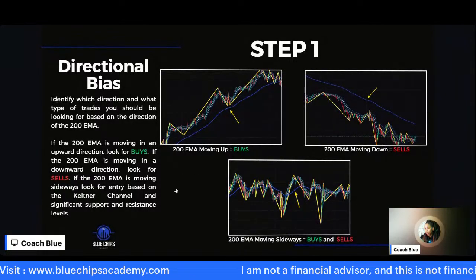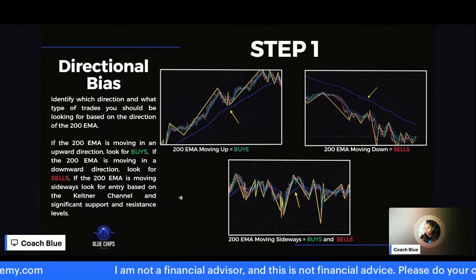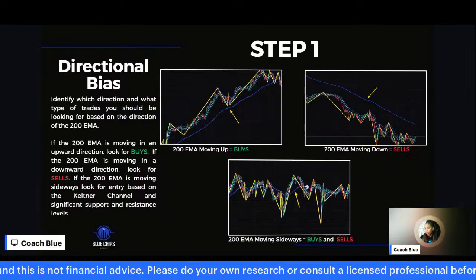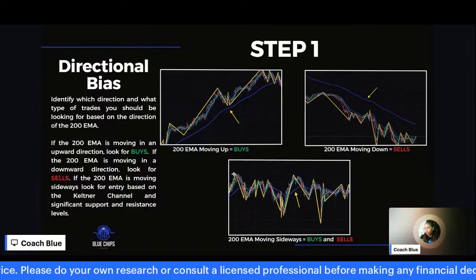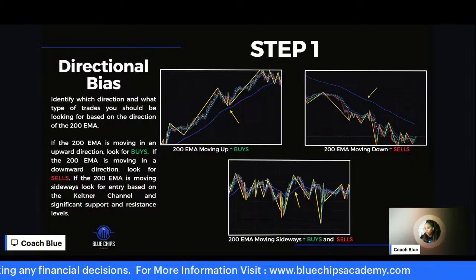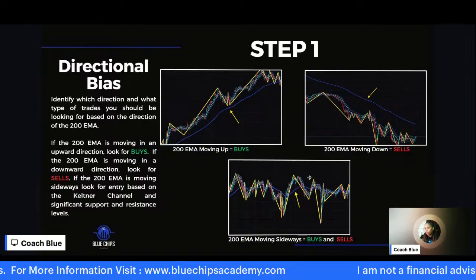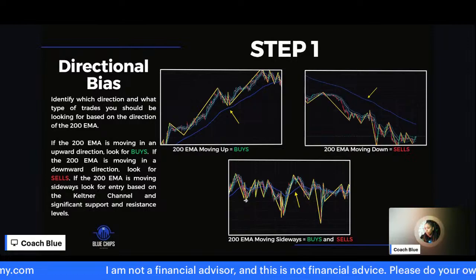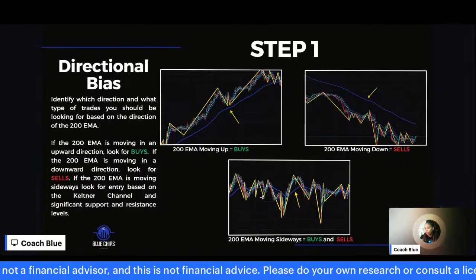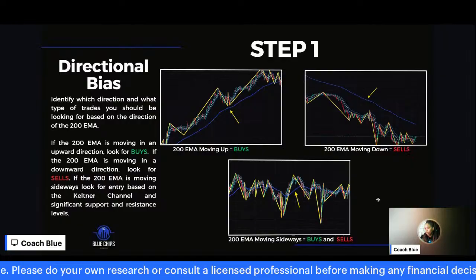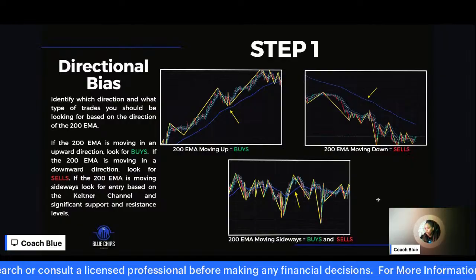If the 200 is moving sideways, we look for entries based on the Keltner channel and significant support and resistance levels. Here we have the 200 just moving sideways, so we look for significant levels. Here's resistance. These are multiple entries for sells because when price got here, it went down. When it got here, it went down. When it got here, it went down. So it's moving down in the same area, which is a strong level of resistance. Same thing for support. When price got here, it moved up. When it got here, it moved up. Moved up again. So these are multiple areas of support. That's the difference for the directional bias.